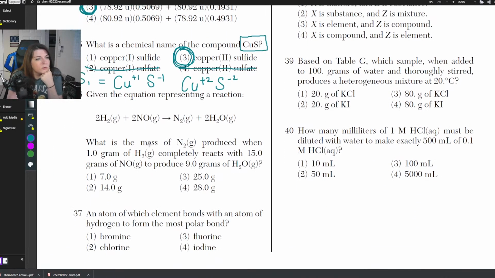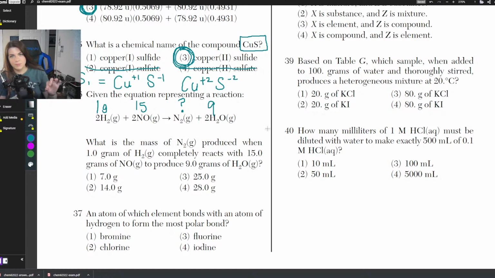Okay, 36. We have a reaction. Given the equation representing a reaction, what is the mass of nitrogen produced when 1 gram of hydrogen completely reacts with 15 grams of nitrogen oxide to produce 9 grams of H2O? What? Okay. This sounds like it's a stoichiometry question, but Regents Chemistry does not ask mass-to-mass stoichiometry.